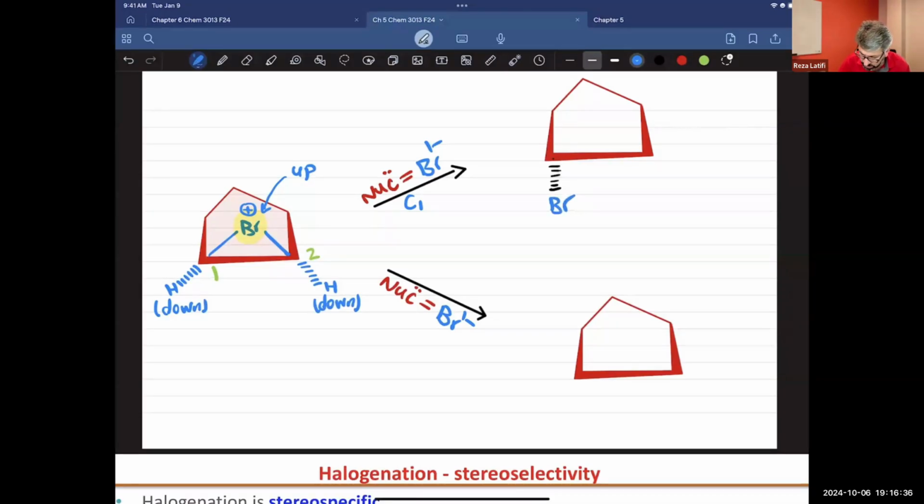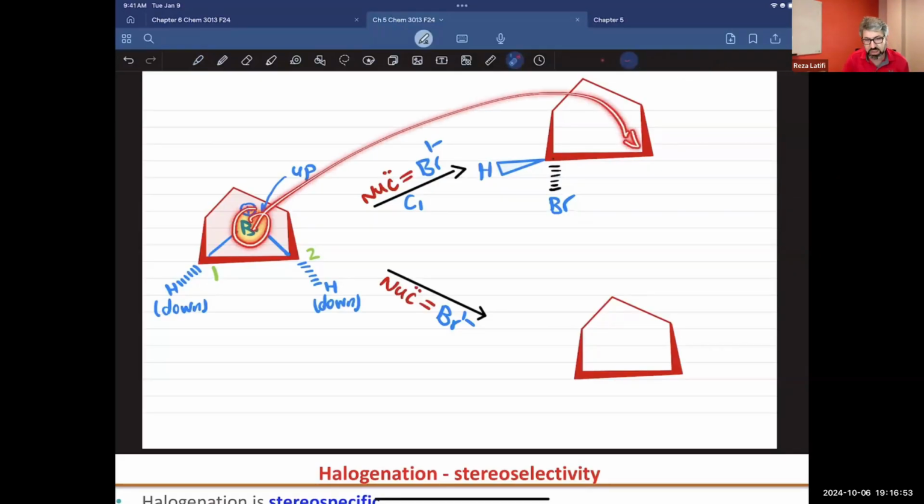Now, what will happen to hydrogen? Hydrogen is going to go up. Why? Because we added the nucleophile to the bottom of the molecule. And now what will happen to this hydrogen? This hydrogen is going to show up on the second carbon. So that bromide will be on the top of the ring technically, and we will have the bromide up. So in this case, bromide, it will be up.